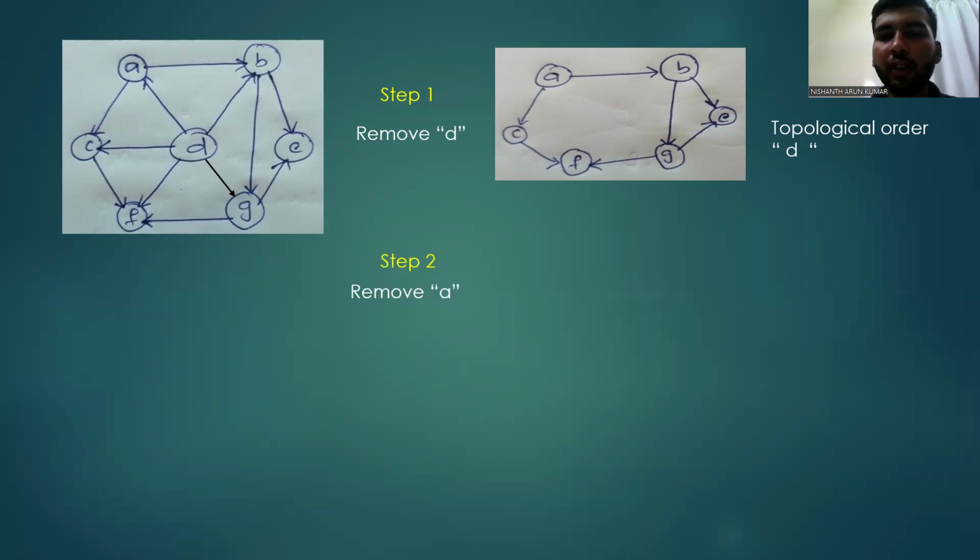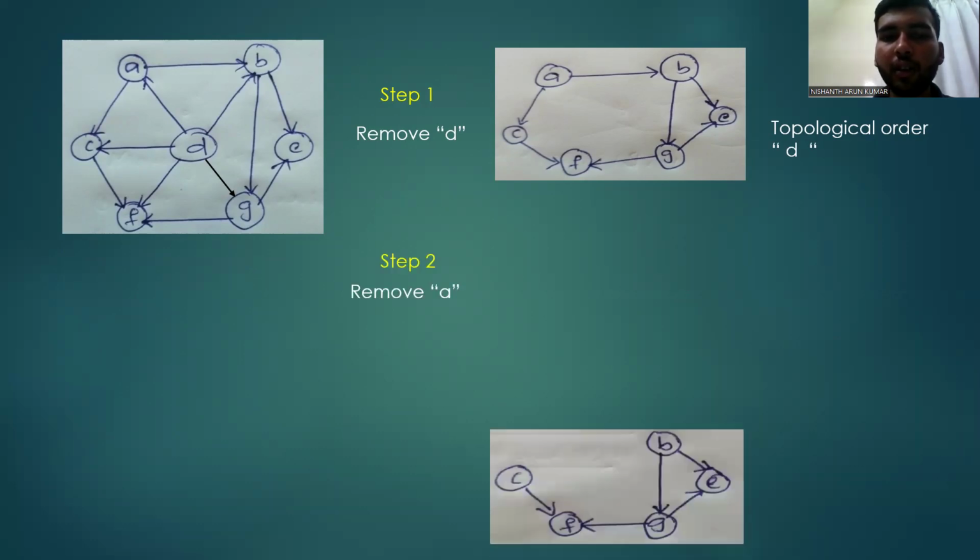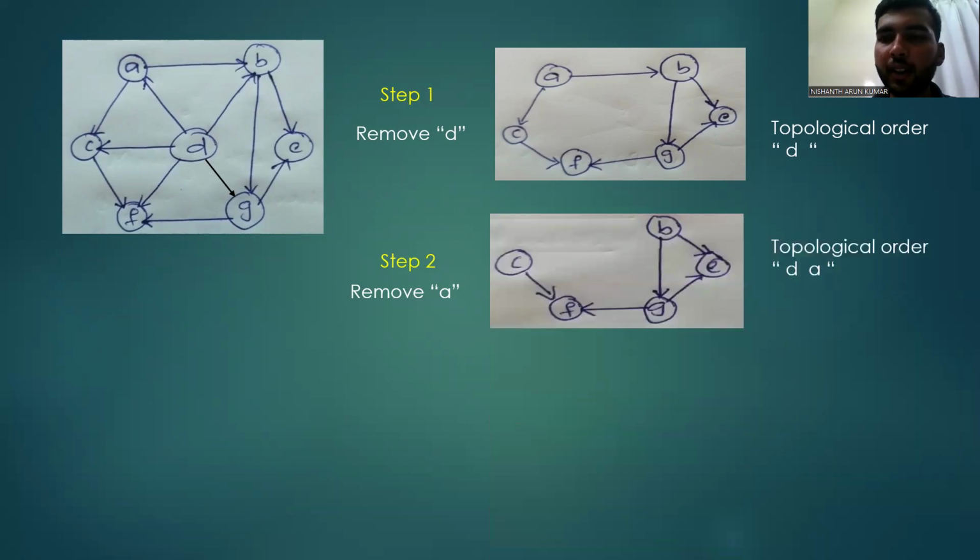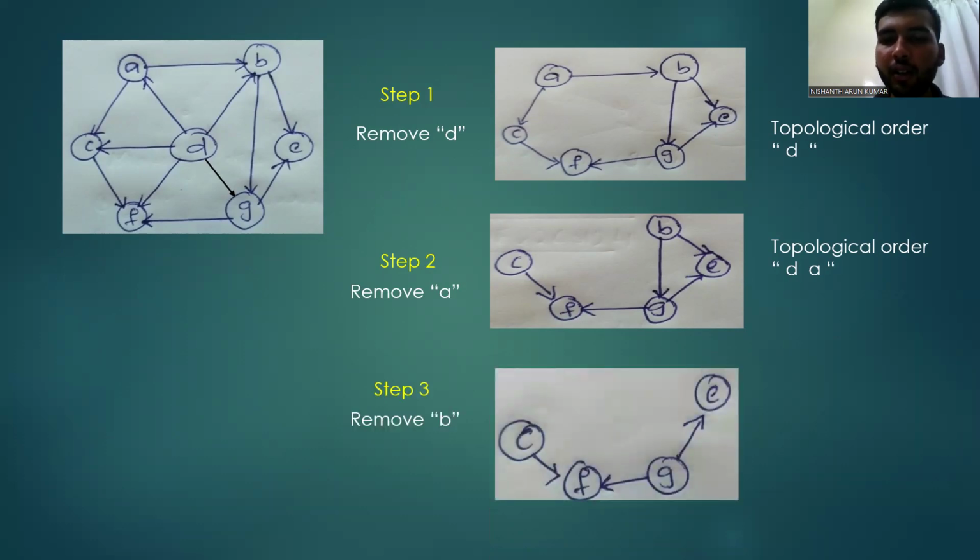Second step, A will be removed. Then the topological order is DA. Third, in the third step, we remove B, and then the graph will look like CFGE, and the topological order DAB.